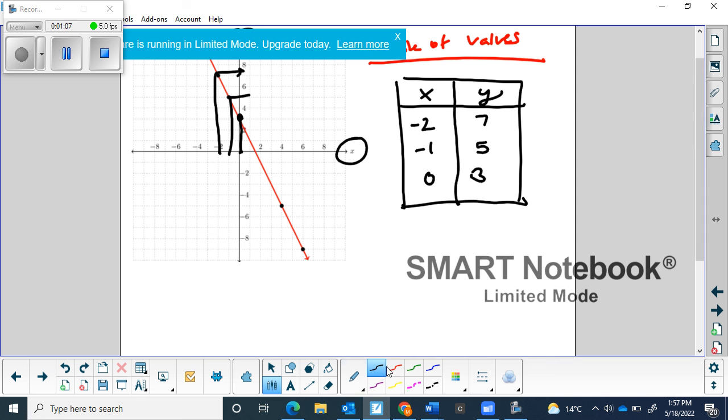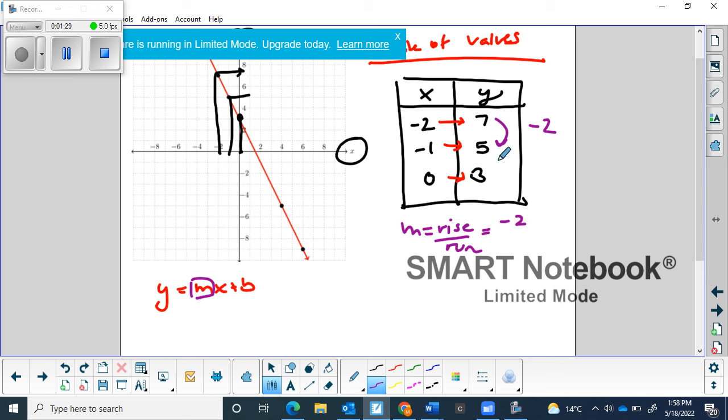So now, remember, the goal is to figure out how did I get from -2 to 7? How did I get from -1 to 5? How did I get from 0 to 3? So we're going to use our equation, mx plus b. Our first job is to figure out what m is, and m is rise over run. So our rise, remember, is from y. Now our rise is -2.